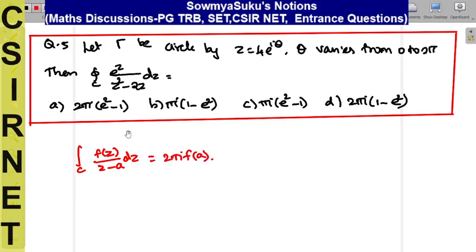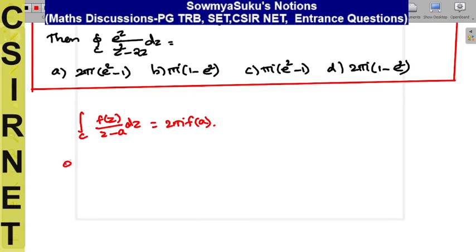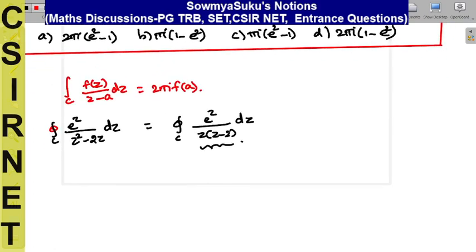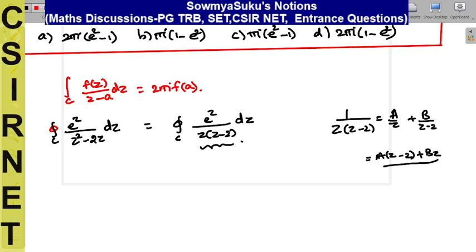Okay. So here we have the integral over C e power z divided by z square minus 2z dz, which can be written as integral over C e power z divided by z into z minus 2 into dz. So we have to split this one by using partial fraction method. So partial fraction, 1 divided by z into z minus 2 is A by z plus B divided by z minus 2. That is A into z minus 2 plus Bz divided by z into z minus 2. So these two get cancelled. So here 1 equal to A into z minus 2 plus Bz.